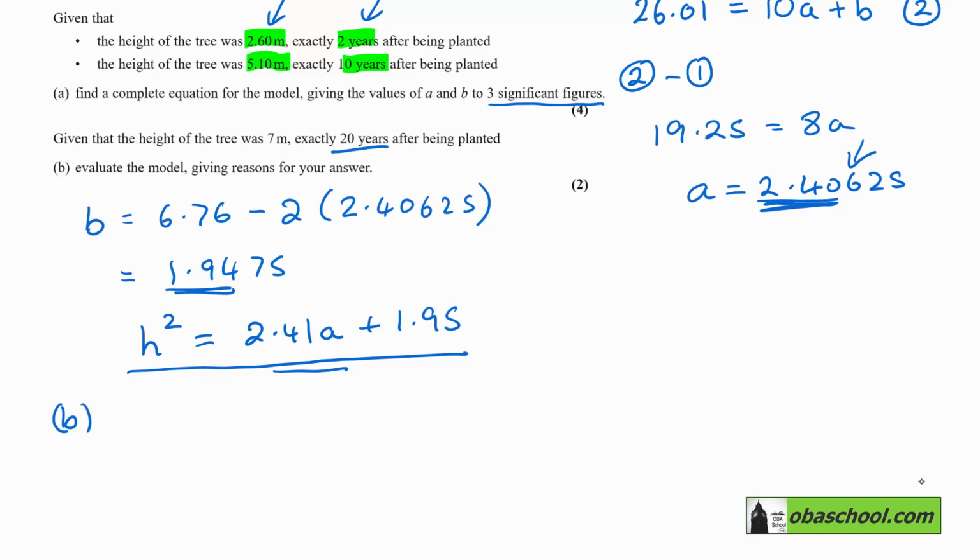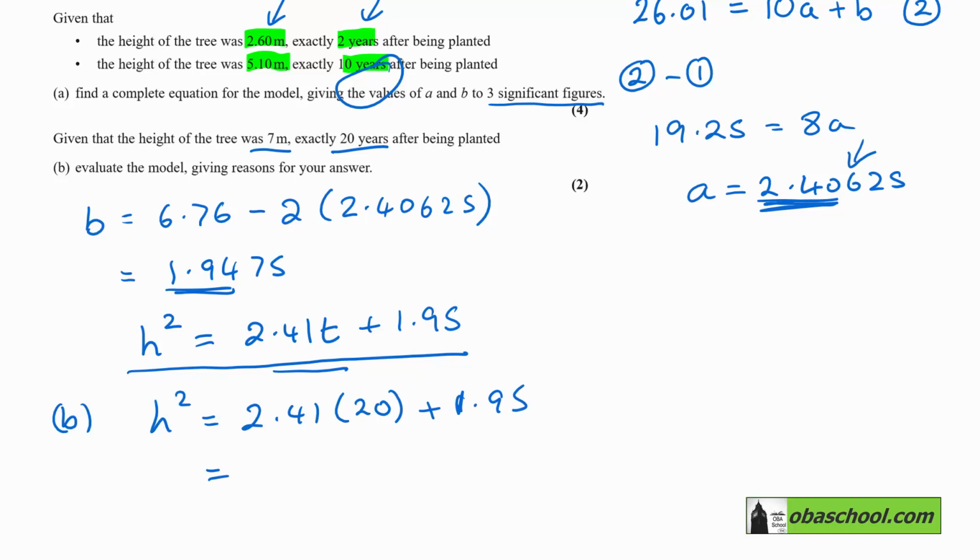So after 20 years, the height of the tree was 7 meters. So substitute in t equals 20. I'll put a 20 there instead of t. So let's put t equals 20 into here. That would be 2.41 times 20 plus 1.95.